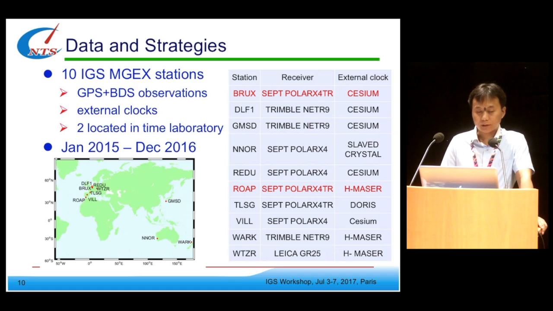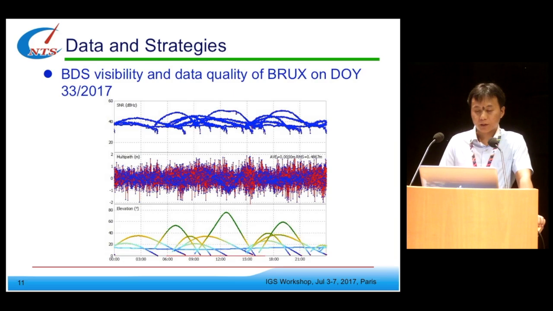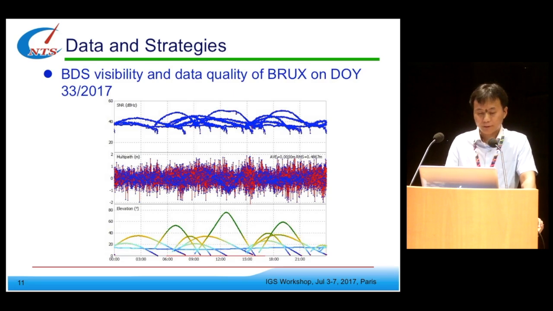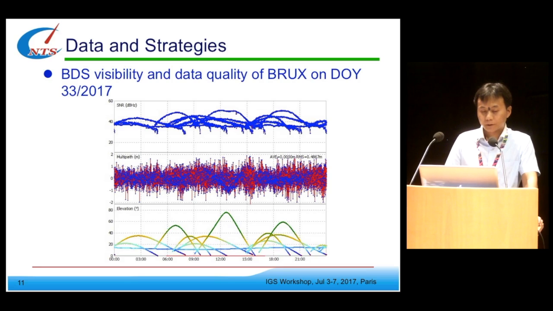For the BDS availability and data quality at BRUX on DOY 33/2017, we can see that at least 3 Beidou satellites could be seen simultaneously the whole day. But for the elevation angle, for most satellites at most time, they are below 40 degrees. The code multipath on the B1 signal is about 50 centimeters.